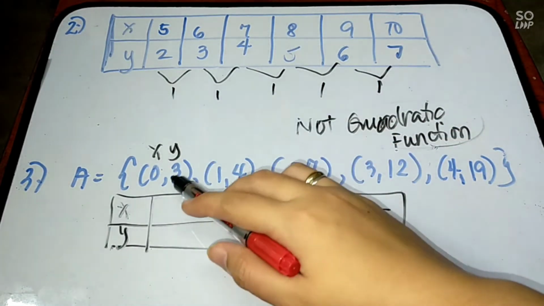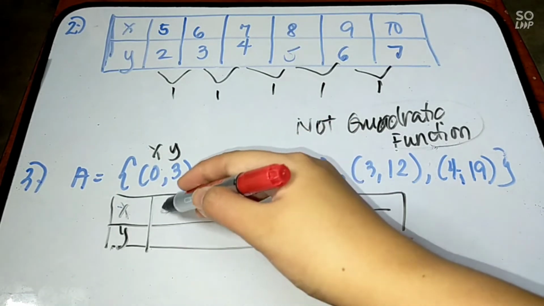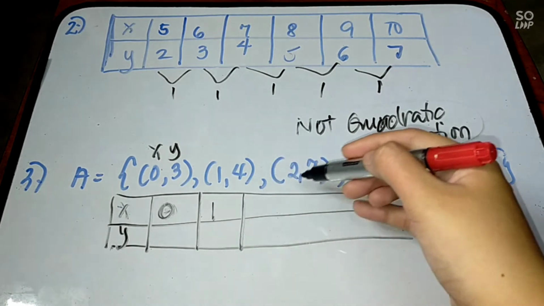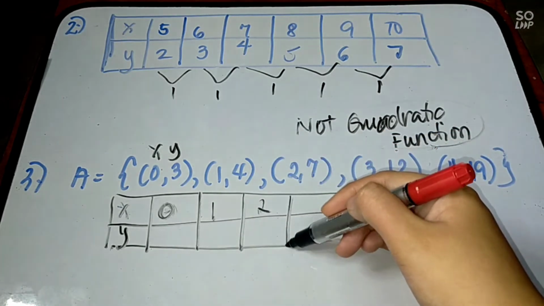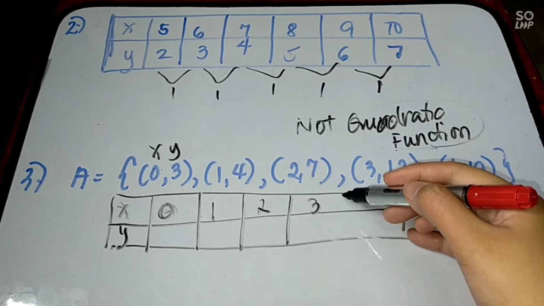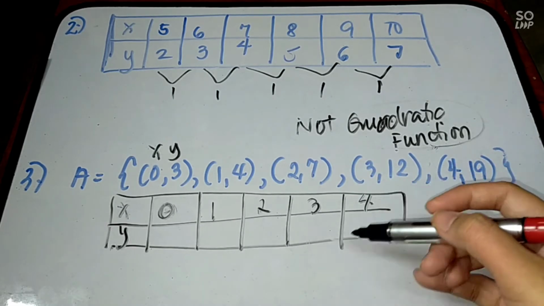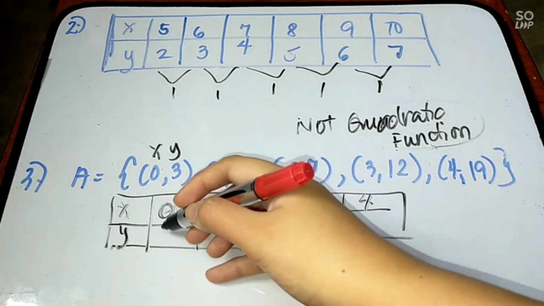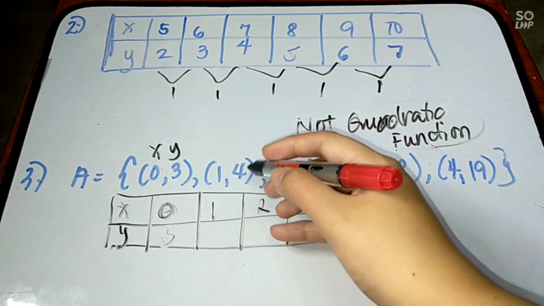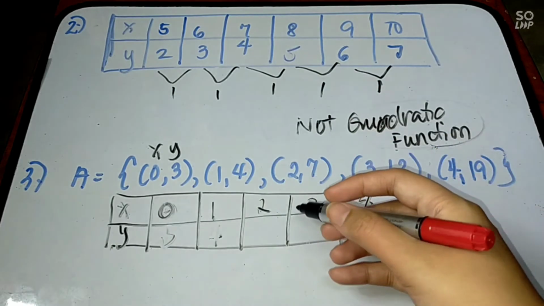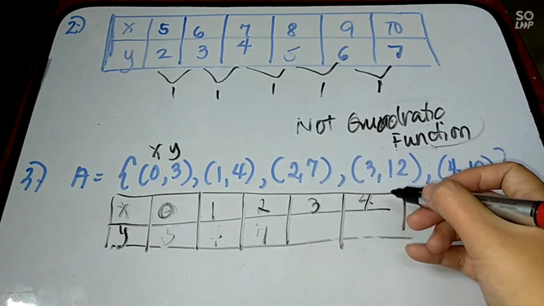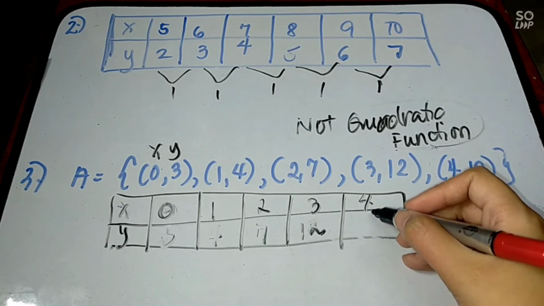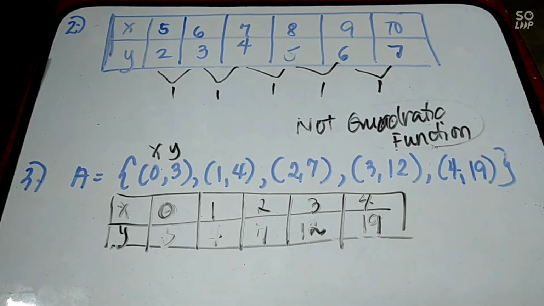So, let us have the x's muna. So, you have here 0. Ang x mo dito ay 1. Ang x mo dito is 2. Next, we have here 3. And then, we have here 4. So, for y, yung katapat niya, 0 and 3. Then, we have 1 and 4. Then, we have 2 and 7. Then, we have 3 and 12. And then, we have 4 and 19.